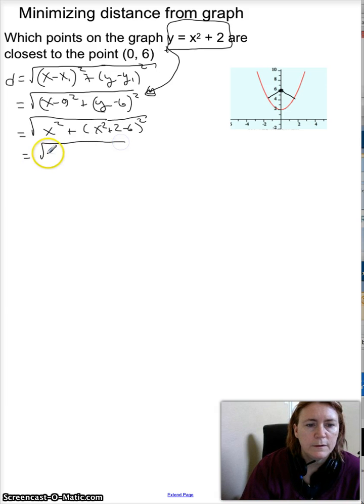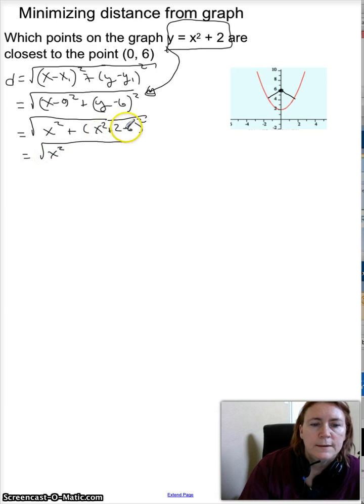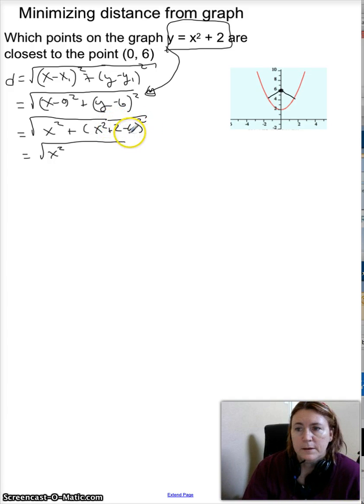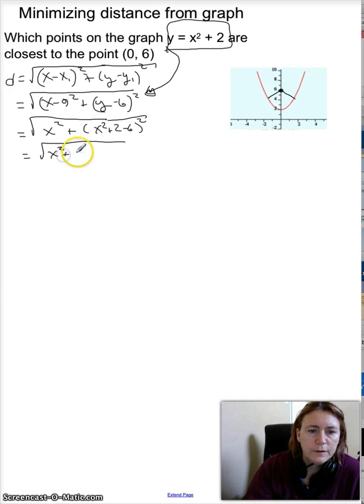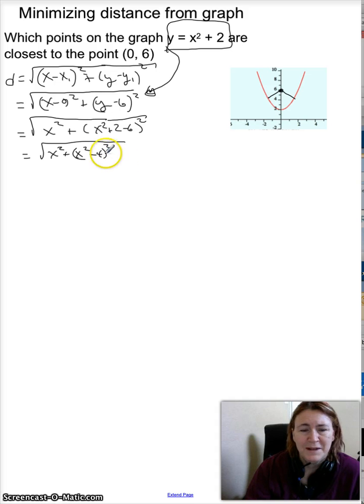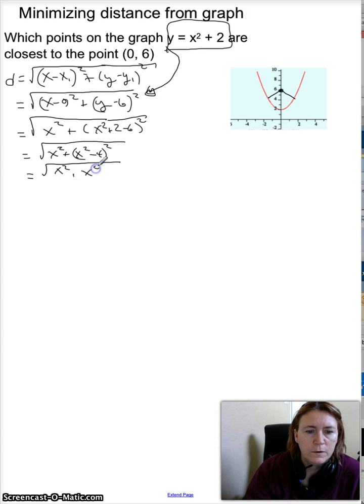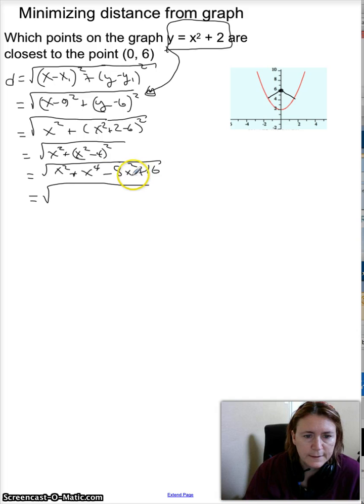This is the square root of x squared plus x squared minus 4, squared. I'm going to write it out for you. And yes, we're going to have to multiply this mess out. So this is the square root of x squared plus x to the 4th minus 8x squared plus 16. Now, oh my gosh, this is the square root of x to the 4th minus 7x squared plus 16.